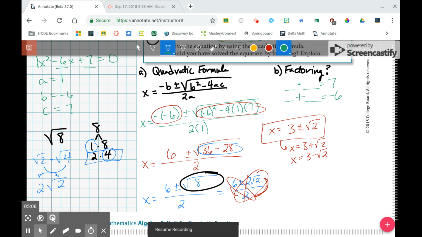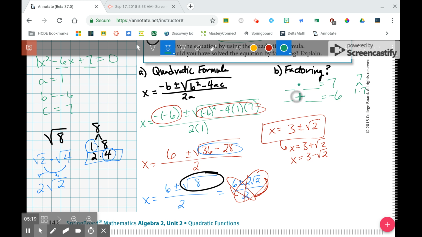Well, notice if you list the factors of 7, which is 1 and 7, is there any way we can arrange those numbers so that we can multiply to get a 7, but add to get a negative 6? Let's try a few. Well, we know if we put positives here, like positive 1, positive 7, it does not equal negative 6. Okay, so those didn't work.